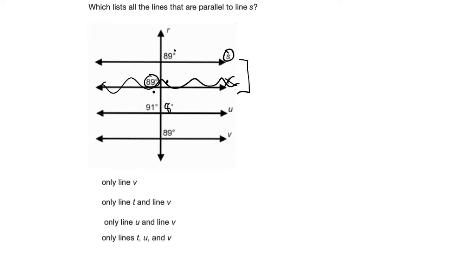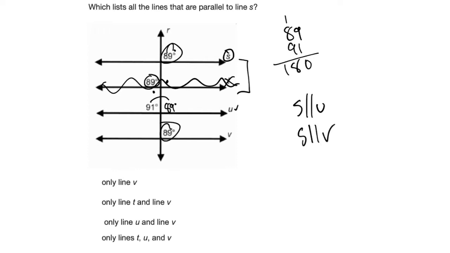Corresponding 89, this would also be 89. Does 89 and 91 add up to be 180? I believe it does. It does. So S would be parallel to U. And V, those would be in corresponding positions, so S would also be parallel to V. So only line U and line V.